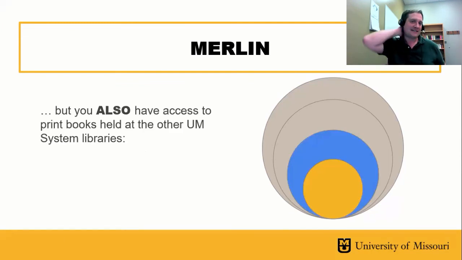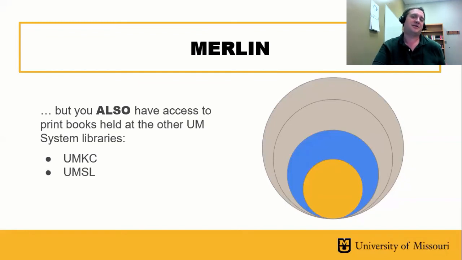You also have access to all of those types of materials, the print books that are held at other libraries in the UM system. So books that are at UMKC, books that are at UMSL, books that are down in Rolla. You can check those books out as well, just as if they were books that we held. And you can do that through Merlin.